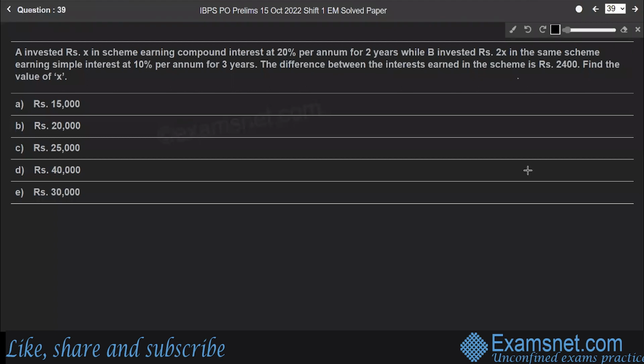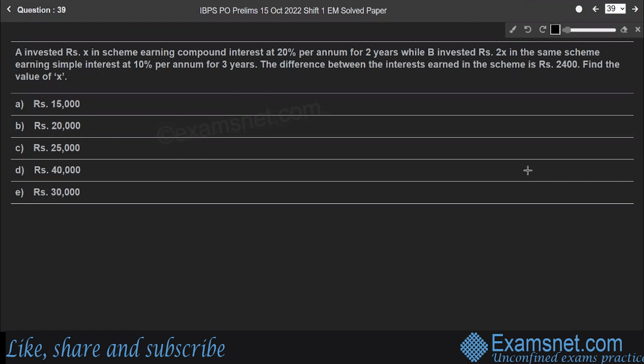Question 39. A invested X rupees in scheme earning compound interest at 20% per annum for 2 years, while B invested 2x rupees in the same scheme earning simple interest at 10% per annum for 3 years. The difference between the interest earned in the scheme is 2,400 rupees. Find the value of X.